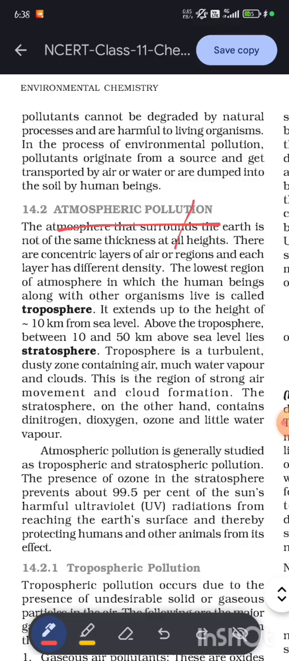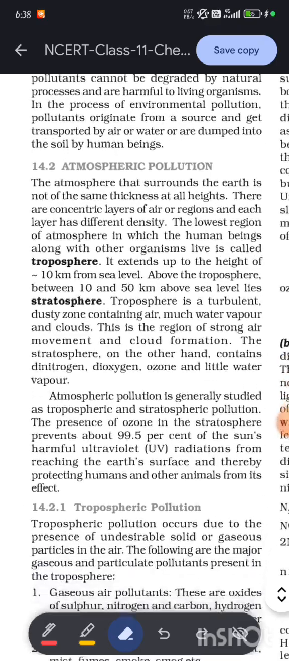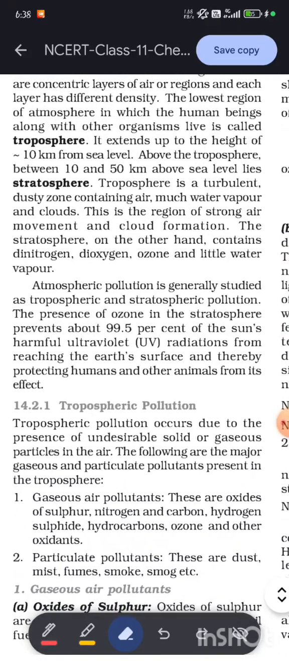Troposphere is a turbulent, dusty zone containing air, much water vapor, and clouds. This is the region of strong air movement and cloud formation. The stratosphere, on the other hand, contains dinitrogen, dioxygen, ozone, and little water vapor. Atmospheric pollution is generally studied as tropospheric and stratospheric pollution.